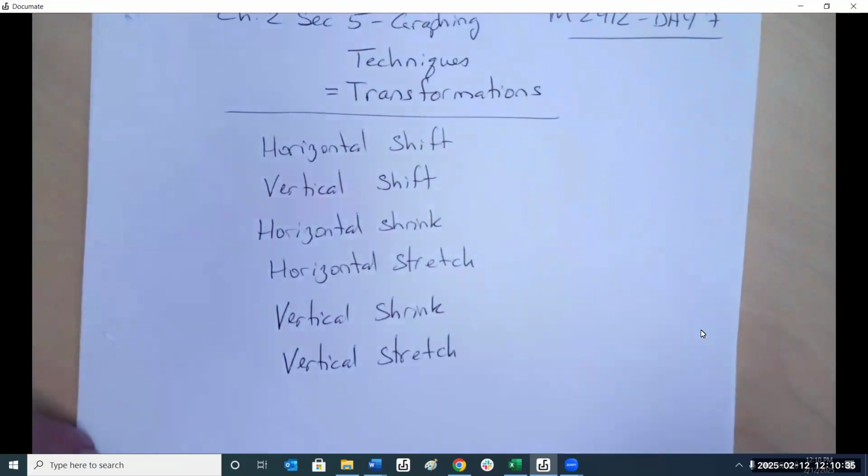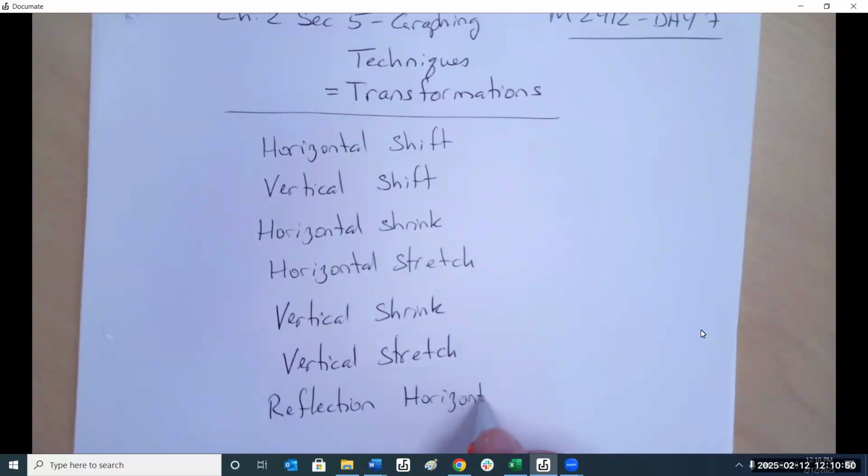What else do we have? Reflection. What kind of reflection? Horizontal. And we have a vertical reflection.